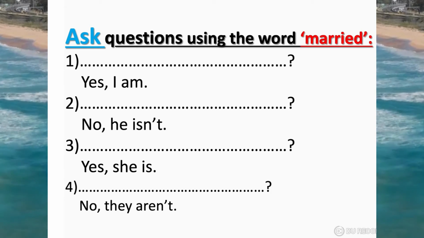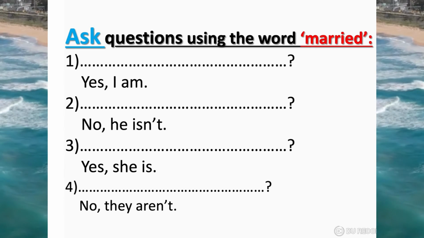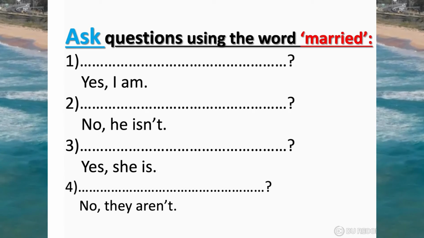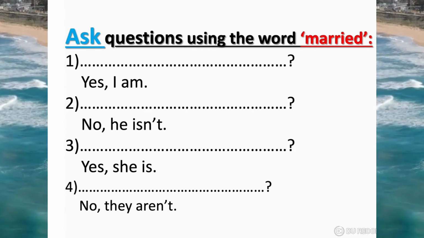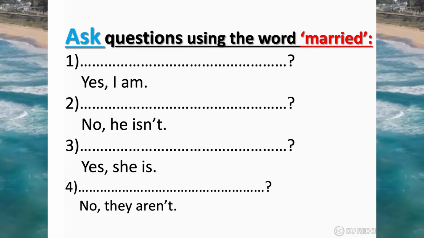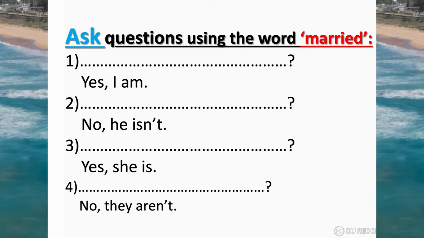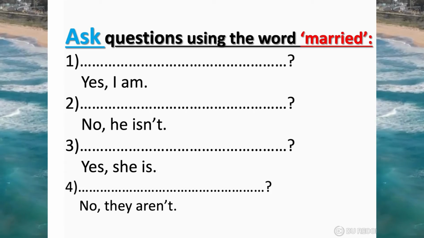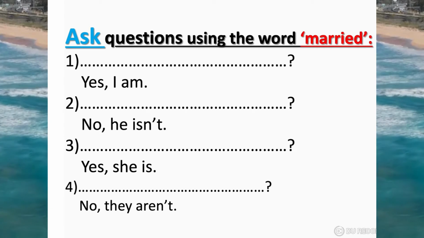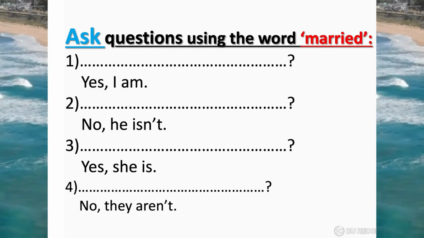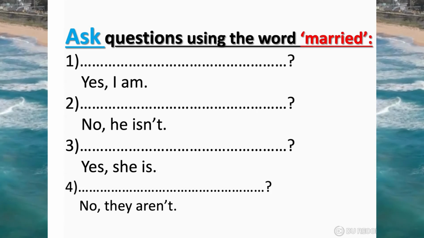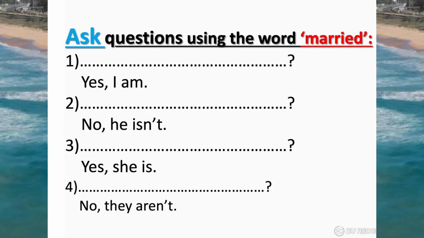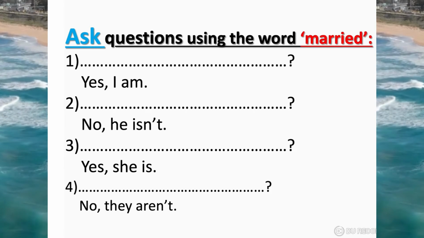Number 2. No, he isn't. So what is the question with the word married? Number 3. Yes, she is. So what is the question with the word married? And the last question, number 4. No, they aren't. So what is the question with the word married? When you have finished writing all these 4 questions, you can go to the next slide.